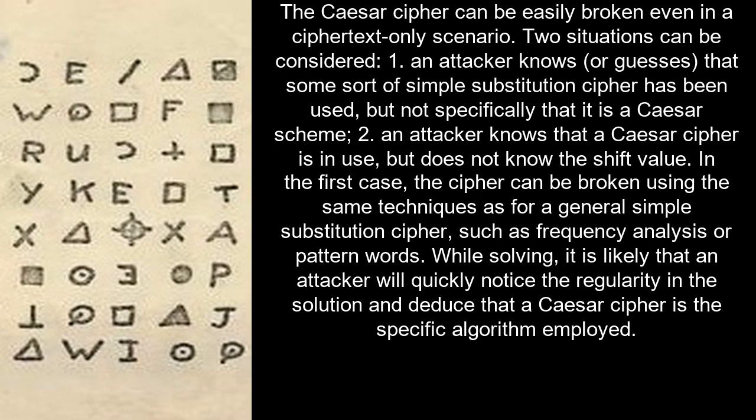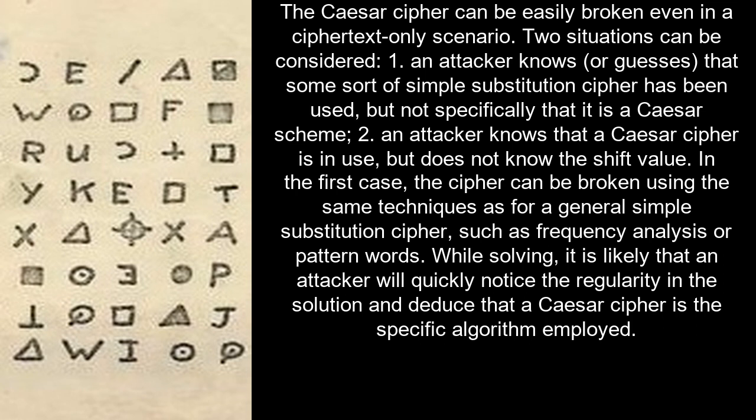The Caesar cipher can be easily broken even in a ciphertext-only scenario. Two situations can be considered. One, an attacker knows, or guesses, that some sort of simple substitution cipher has been used, but not specifically that it is a Caesar scheme. Two, an attacker knows that a Caesar cipher is in use, but does not know the shift value.